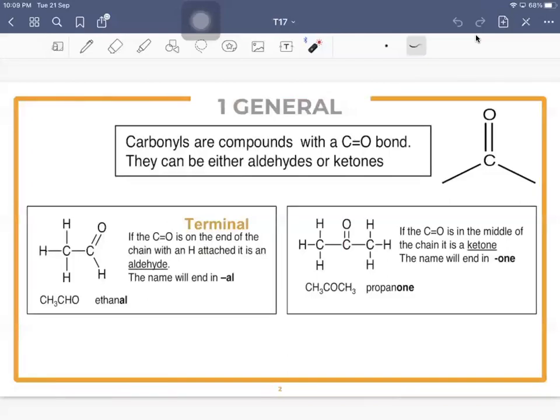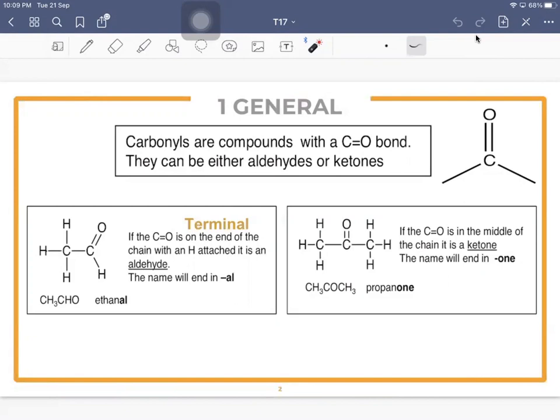You will see that in carboxylic acids and esters, there's also the C double bond O, but these aren't considered carbonyl compounds. Carbonyl compounds are aldehydes and ketones only.